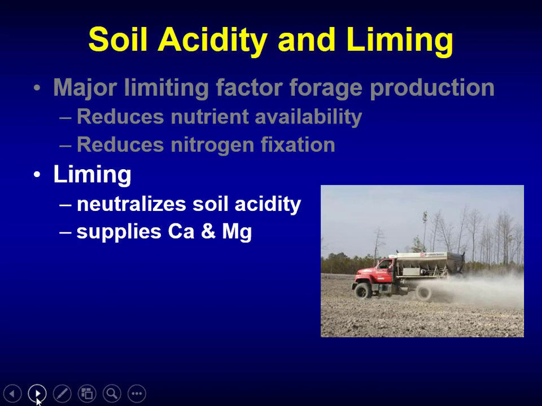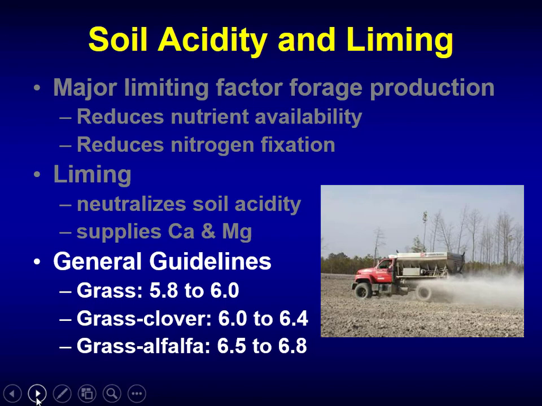And these are general guidelines for pastures. If we just have grass, we want to be about 6. If we have a grass-clover mix, we want to target 6.4. That'll tend to favor the clover and create an environment in which that clover can thrive. And if we're growing alfalfa or a grass-alfalfa mixture, we want to be pushing that pH up to 7 to start with. And then it'll kind of drift back down, and we want to definitely keep it above 6.5. Alfalfa is very sensitive to soil pH.